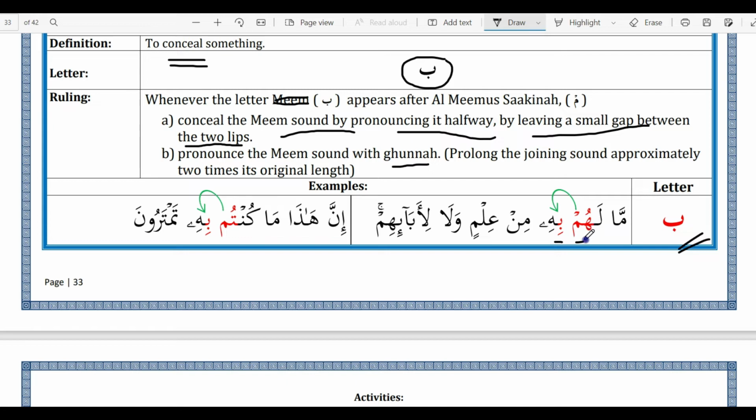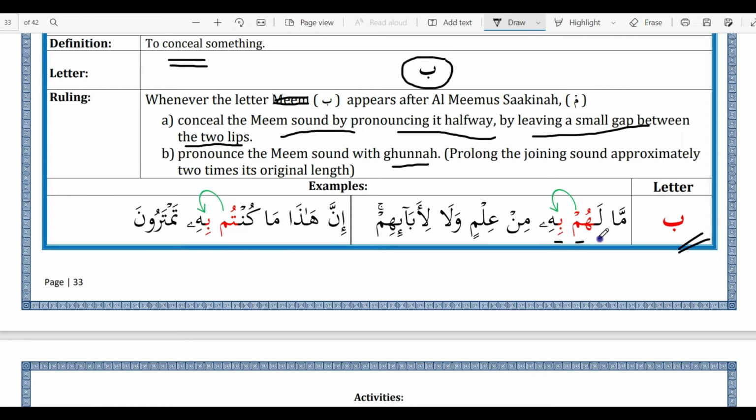Lahum. Again, lahum. So you hear the emphasis on the meem sound, because I put my two lips together. But we need to leave a gap. So this is when we leave the gap. This is how it sounds.